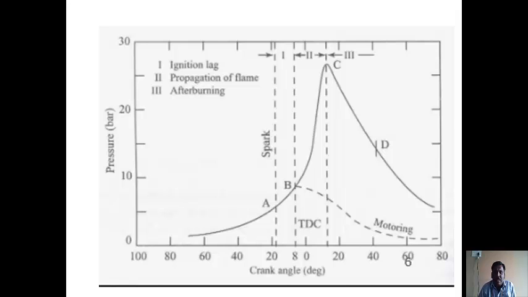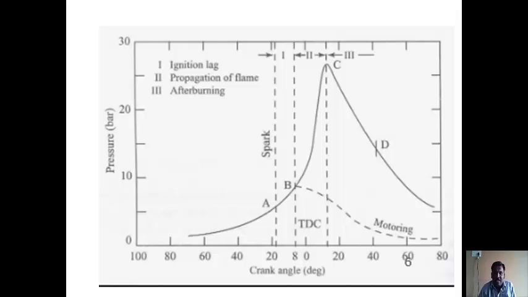Again, we have to remember that this spark timing or spark ignition also depends upon the engine speed and load. Whenever the engine speed is increased or decreased, or engine load is increased or decreased, the spark timing should be adjusted based on the engine speed and load. And the engine load is nothing but the position of the throttle valve. Based on the position of the throttle valve, the spark timing should be adjusted.